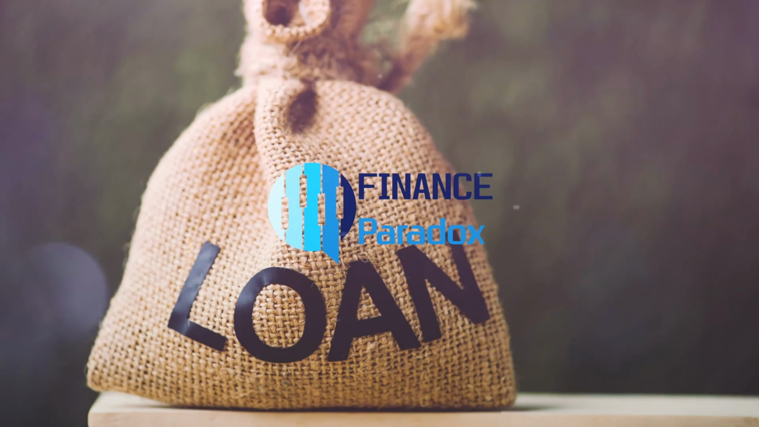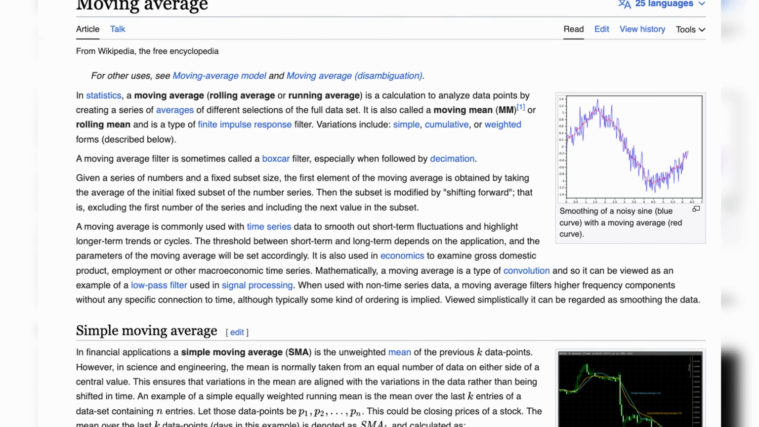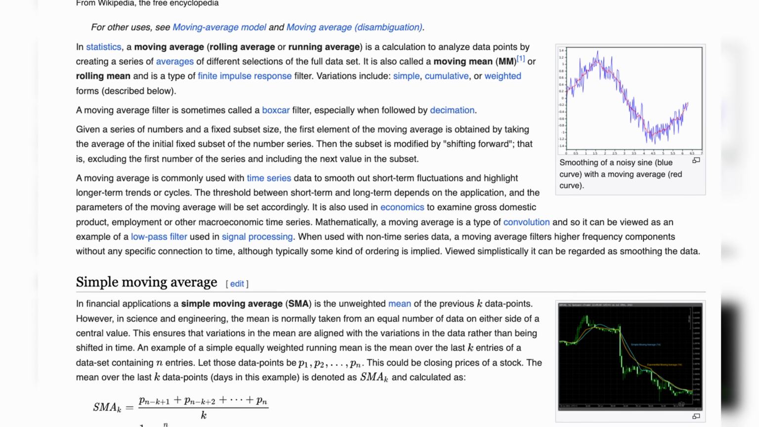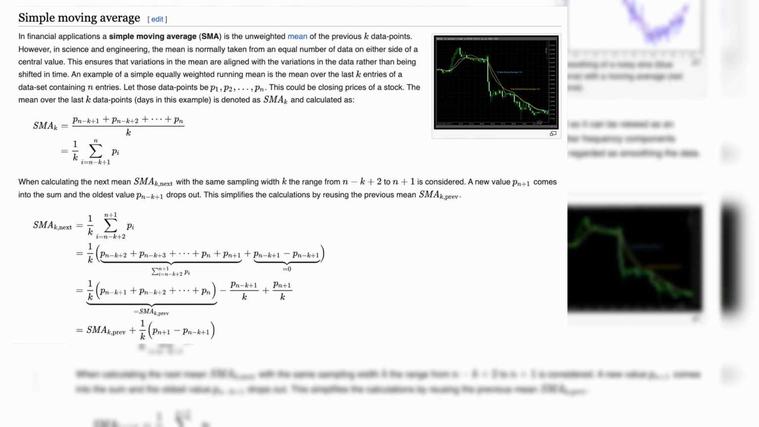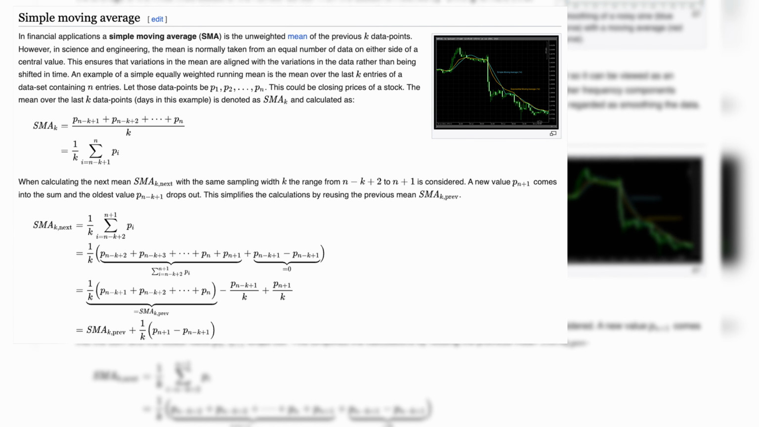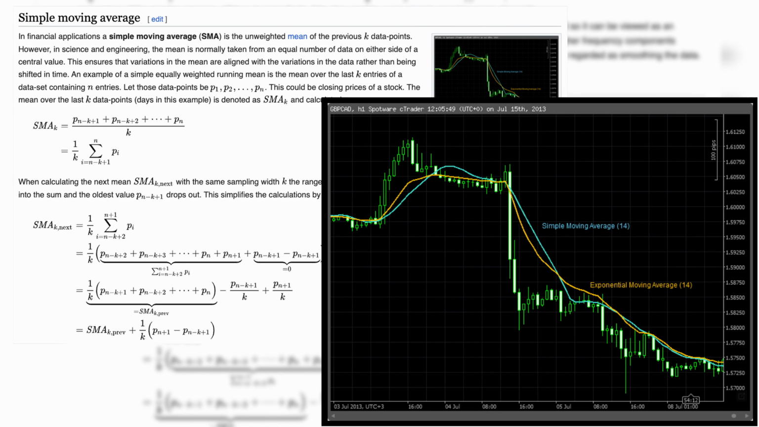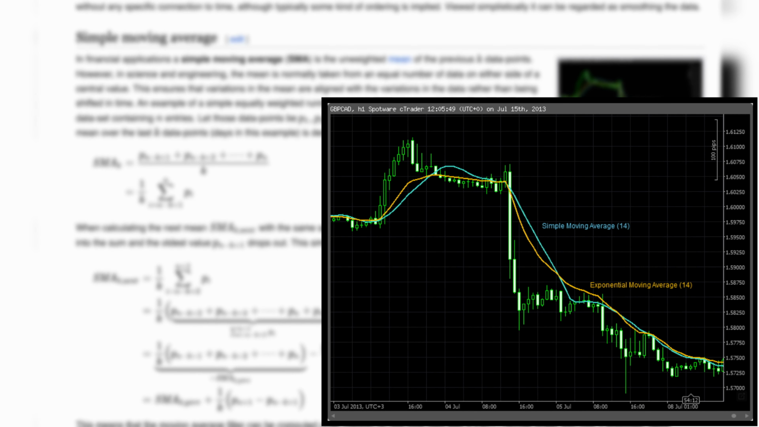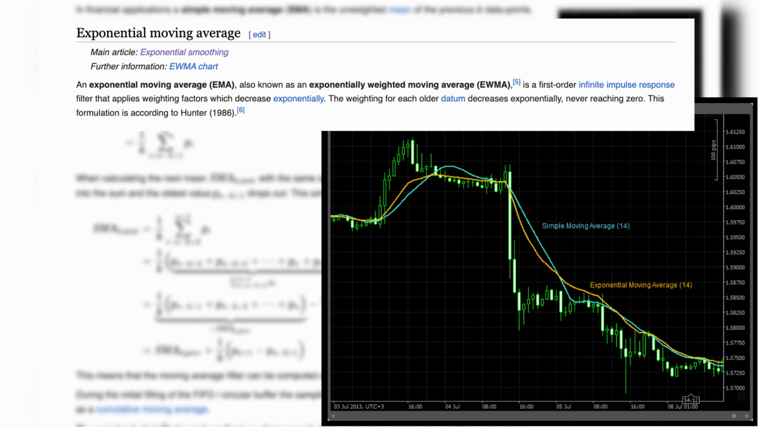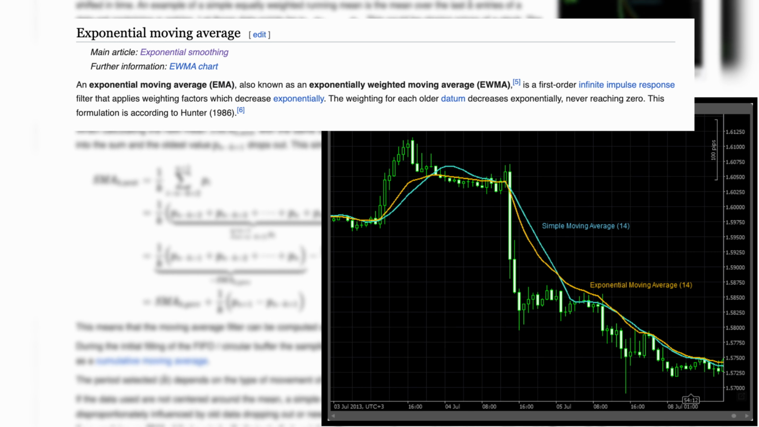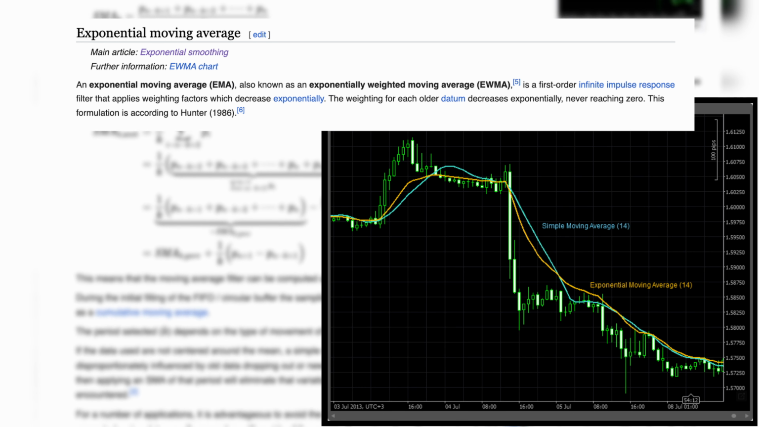First things first, let's talk about simple moving averages, SMA or MA, and exponential moving averages, EMA. SMA is calculated by taking an arithmetic mean of a set of data over a specific period, basically an average, giving equal weight to each data point. On the flip side, EMA is a weighted average favoring recent data points, reducing the significance of older data points.